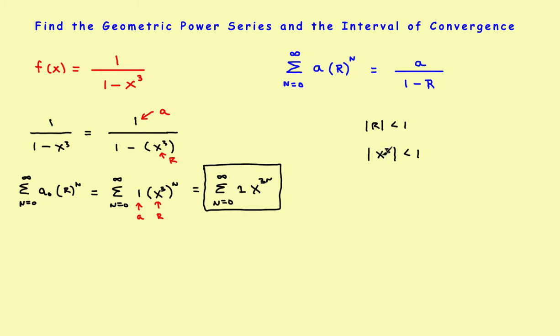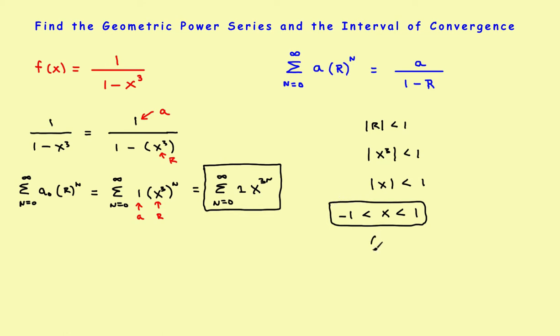Now, since that's a cube, you can think of it as taking the cube root of both sides. That means that x would have to be less than the cube root of 1, which is also 1. And then when you write this in the form, if the absolute value is less than 1, that means that x is less than the absolute value of a positive 1 and greater than the absolute value of a negative 1. So in that case, this is going to be the interval of convergence.